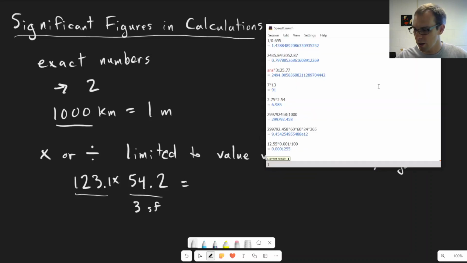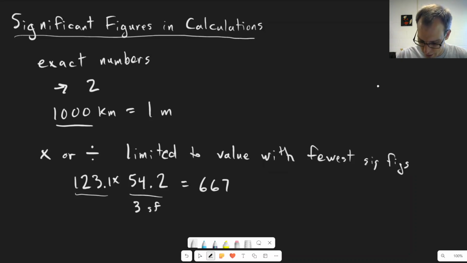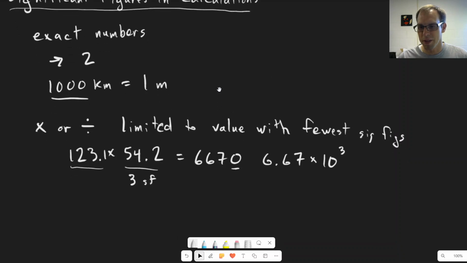So if I plug this into a calculator, 123.1 times 54.2, the value the calculator tells me is 6,672.02, right? It used all the digits that are available, but we should only report to 3 significant figures. So that would give us 6670, and we ignore the rest of the figures that we had. Now, to make this not ambiguous, we could also report this as 6.67 times 10 to the third to indicate that this 0 at the end is not significant. Okay, so that's our multiplication and division.